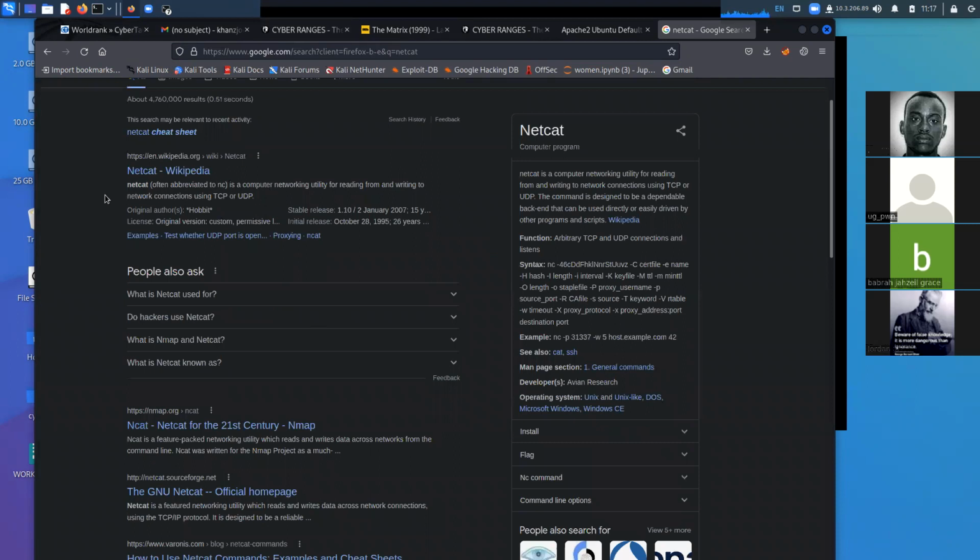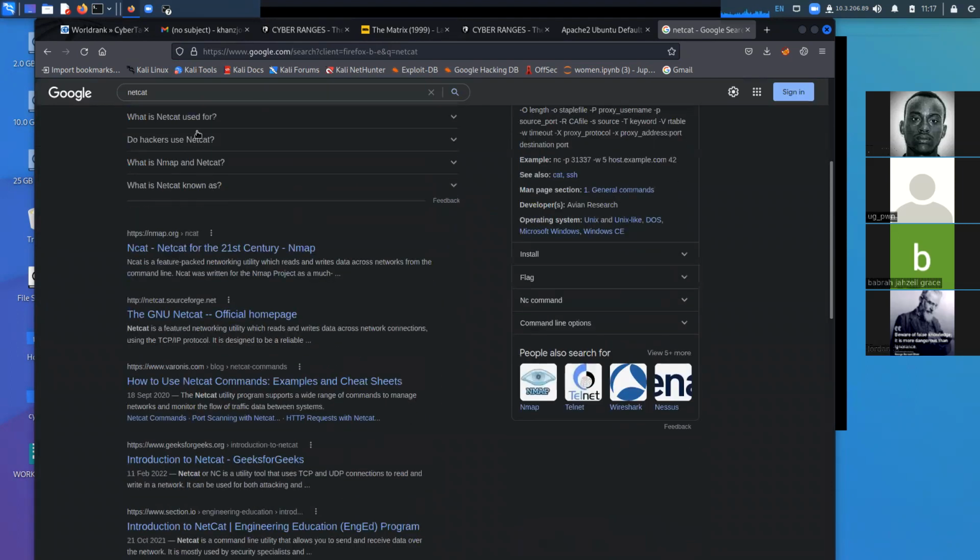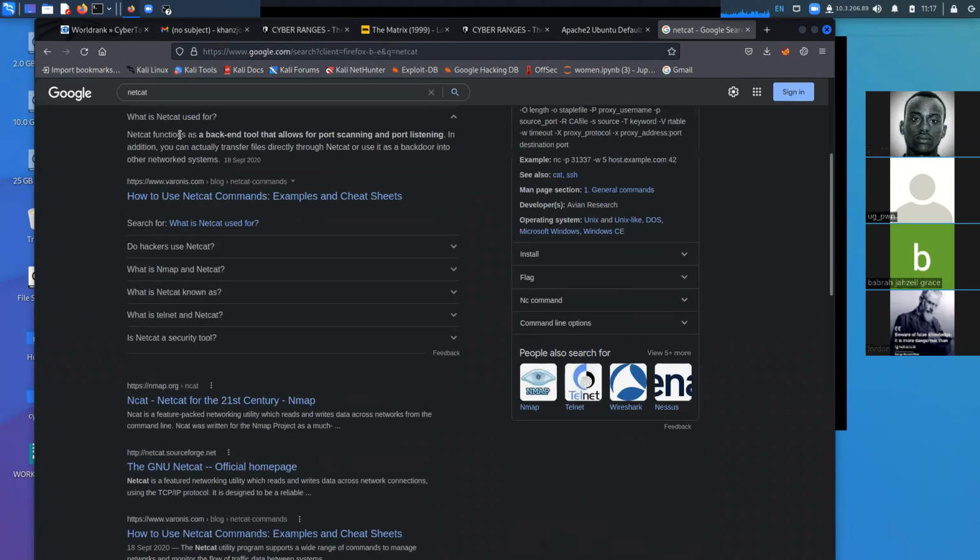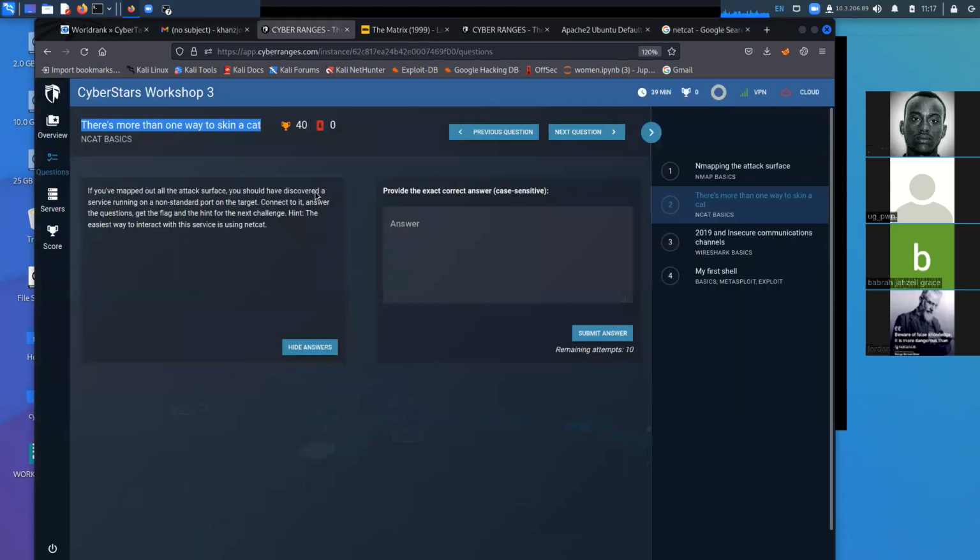First of all, netcat is a computer networking utility for reading and writing to network connections, using TCP and UDP. It's a back-end tool that allows port scanning and port listening. So you see, in a competition you will have to use Google. They don't limit you from using Google.